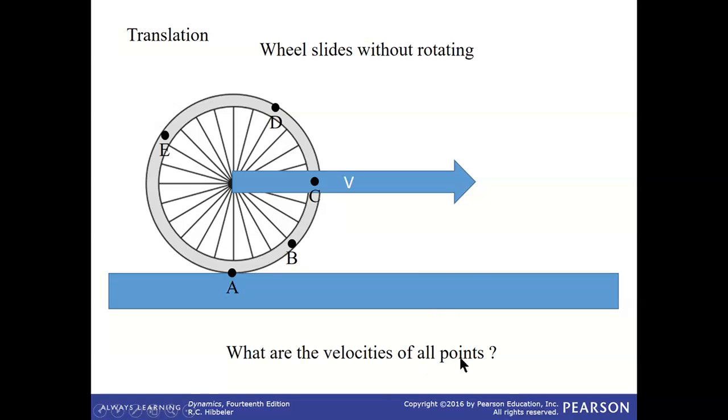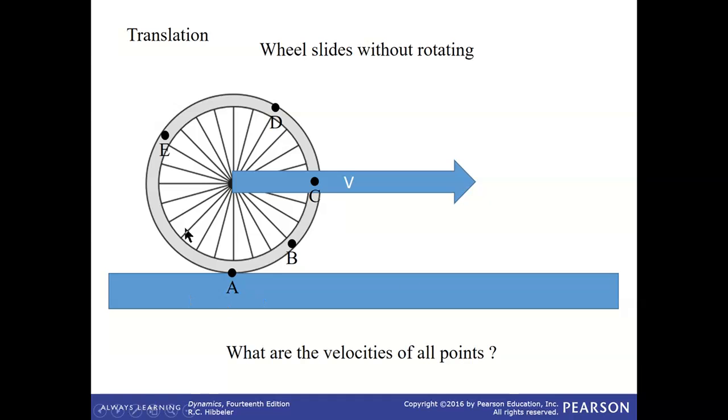What are the velocities of all points? The velocity for the center point of the wheel is, let's say, v. What are the velocities of all other points when the wheel slides without rotating? Okay, you can pause the video and think about the answer.